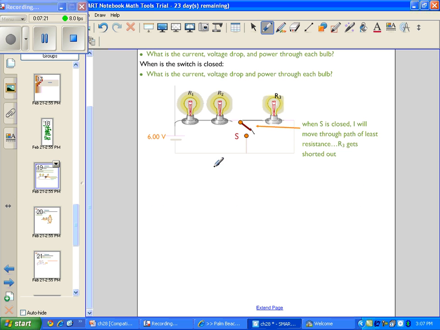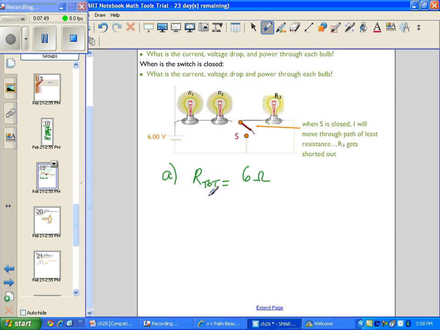But first, let's consider the open switch case. Here we've got, first of all, a connection that is in series, and so our total will be the sum of the individual resistances R1 plus R2 plus R3, giving us a total of 6 ohms.